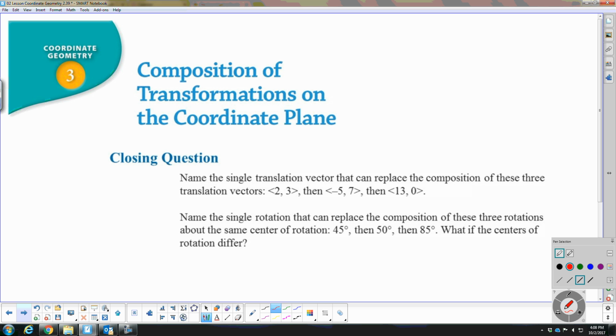And then lastly, look at a single translation vector that can replace the composition of these three translation vectors. So we're looking for one single translation vector that can replace all three of these, from your beginning image to your final image. And then look at the single rotation that can replace the composition of these three rotations. And then lastly, just some food for thought, what's going to happen if the centers of rotation differ?